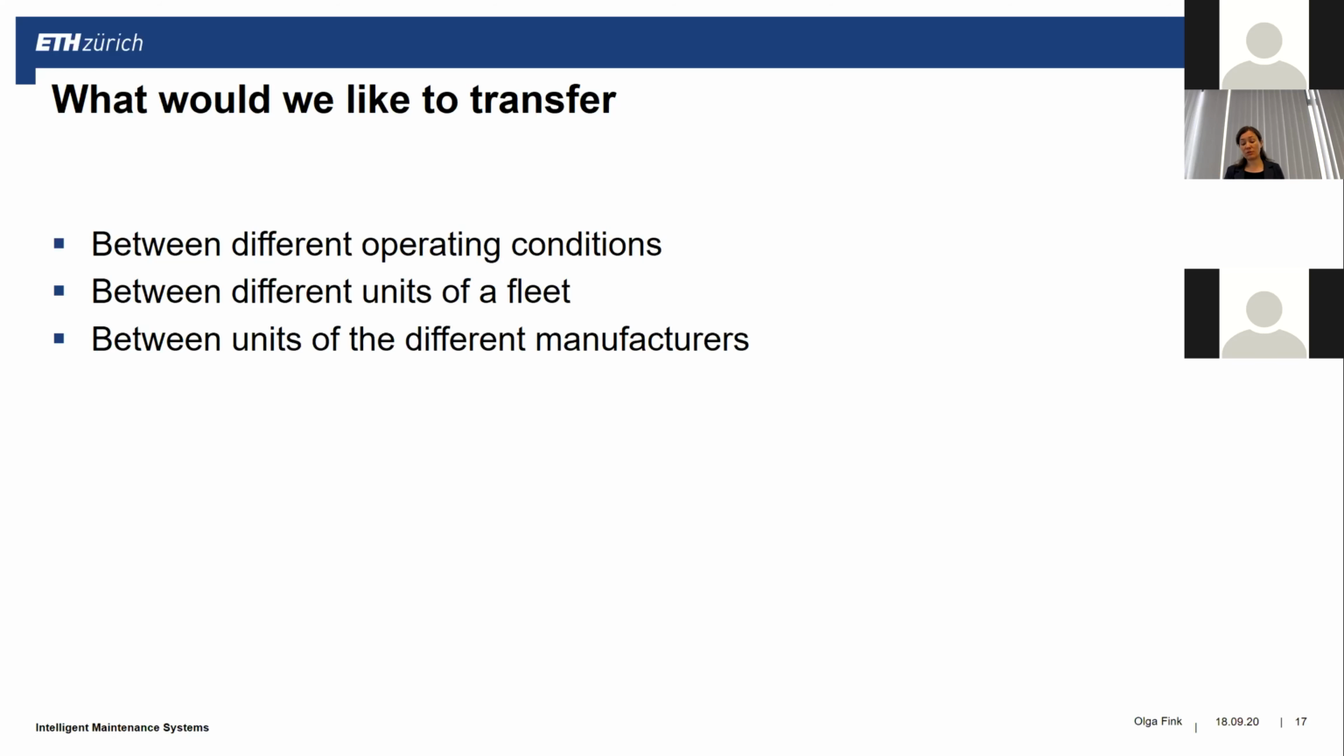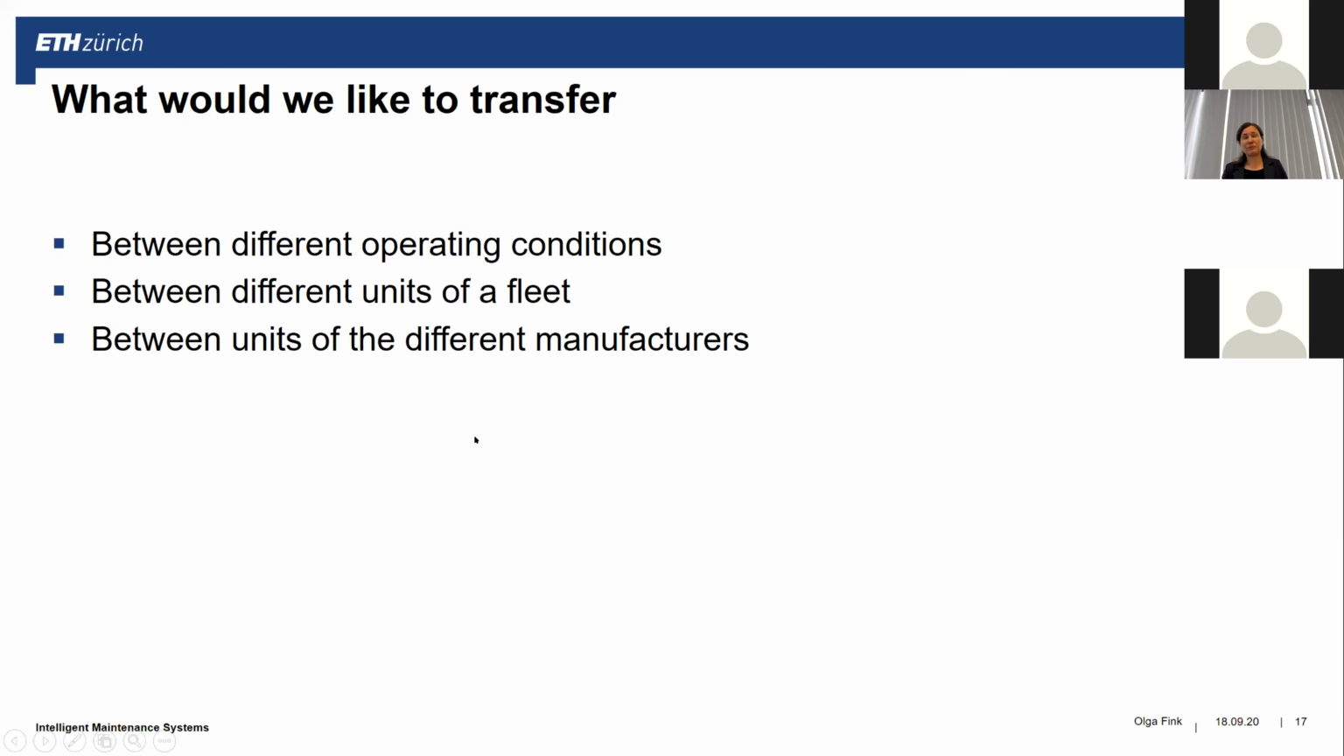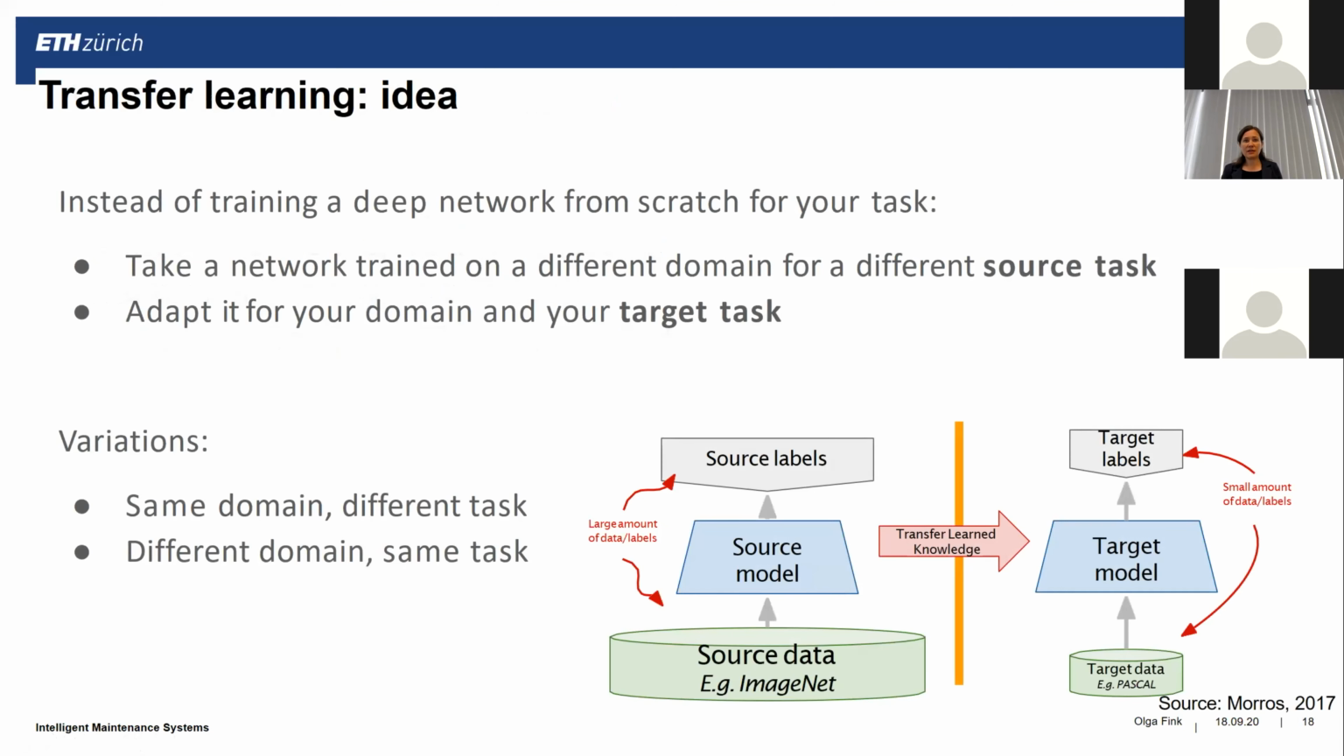So the basic idea is that we have a well-trained algorithm and we have the source task, and we would like to adapt it to the new domain on the target task. And we have some variations of that. On the one hand, we can have the same domain but different tasks. But we can also have different domains and the same task. For example, for the same domain, if we take the ImageNet data set, we would still apply the ImageNet data set for the classification task, but also for the segmentation task. And the representation would be sufficiently good for that.